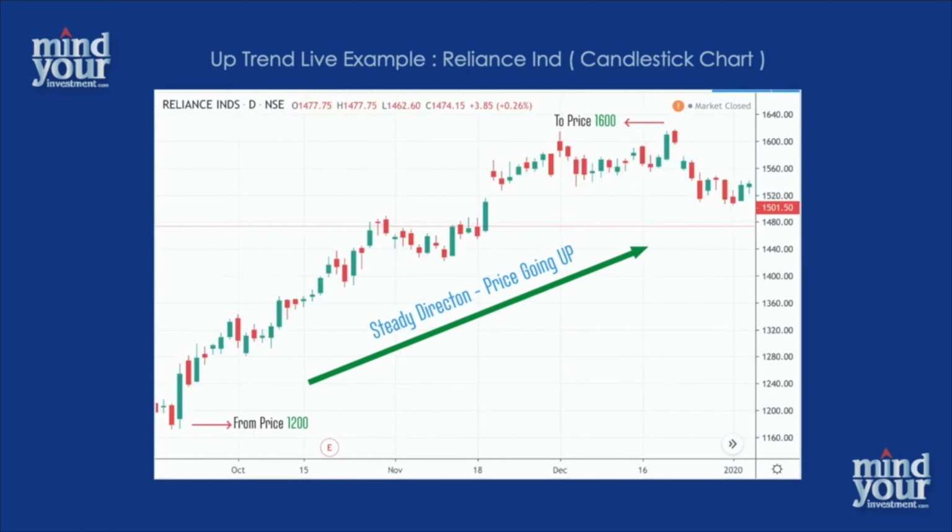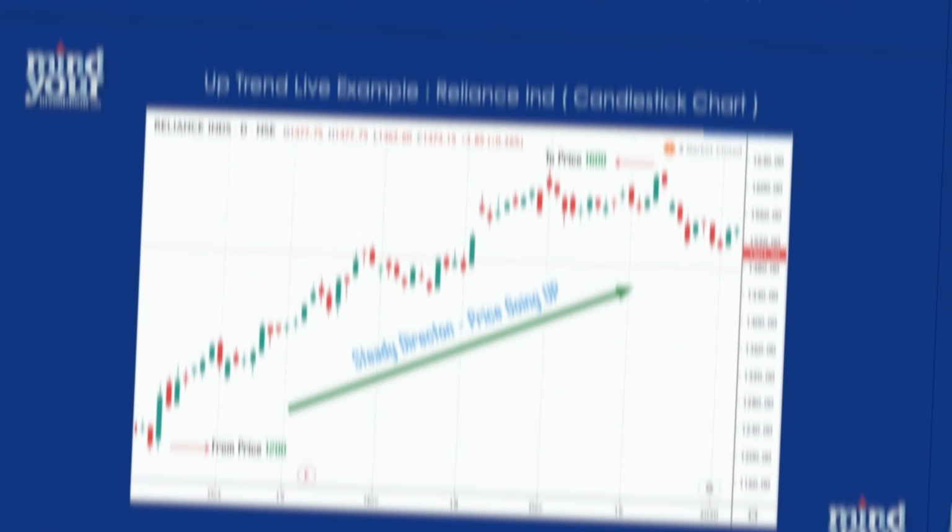So here is another example of Reliance Industries, and this is a candlestick chart. This is the chart that we will finally use when everything is covered and you have learned everything. And here you will also see that the price started at 1200 rupees and then it went up to 1600 rupees, and the movement of the price was in a zigzag pattern going up.